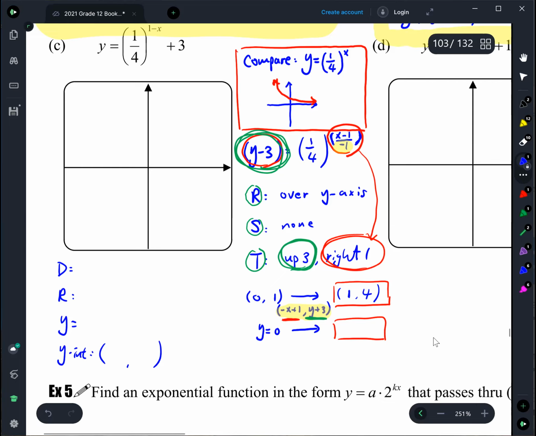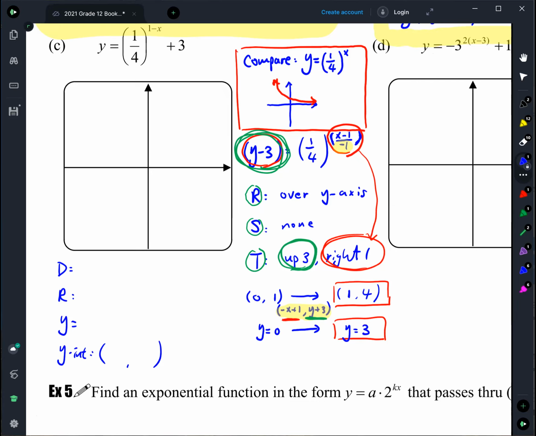Okay, asymptote line. Where is the new asymptote? Angela? Y equals 3. Yes, okay. How did you get that? Can you tell us? Which part? The y minus. How do you know it becomes y equals 3? What did you do?